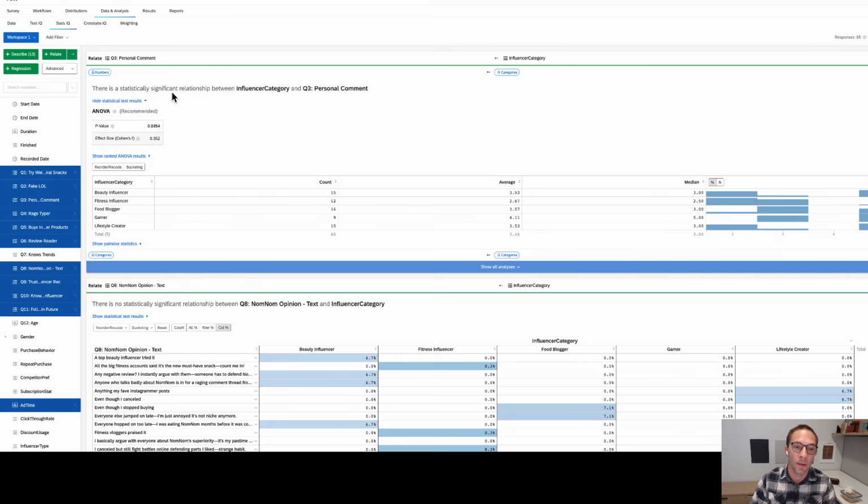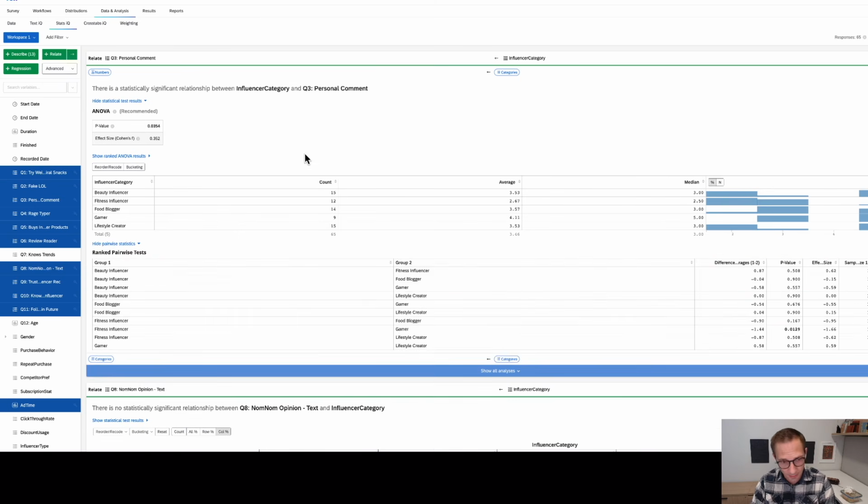All right, so when this p-value is significant, this is telling us that something's going on. There's a range of things here. At least one of these categories significantly differs from the others in terms of personal comment, the likelihood that they leave a personal comment, okay? So we really should investigate further to figure this out. And we can do that by clicking here on the pairwise comparison statistics, just like we did with chi-squared.